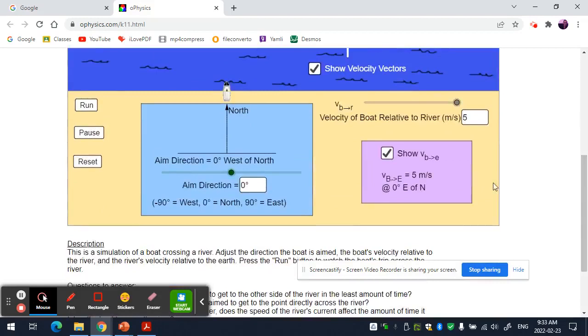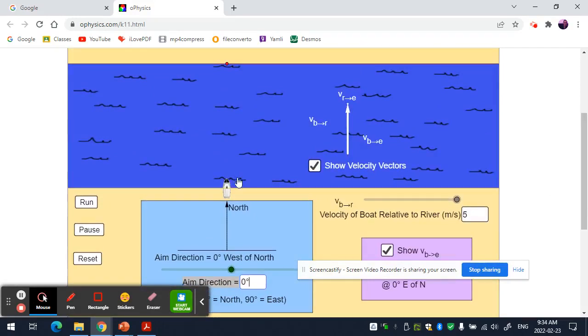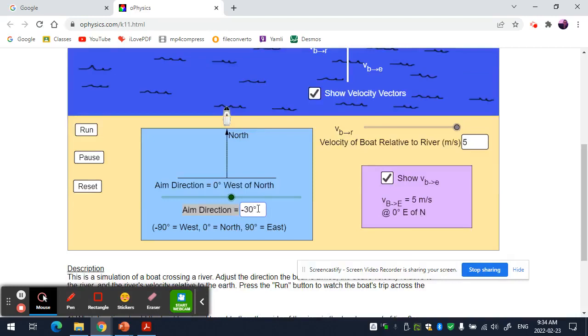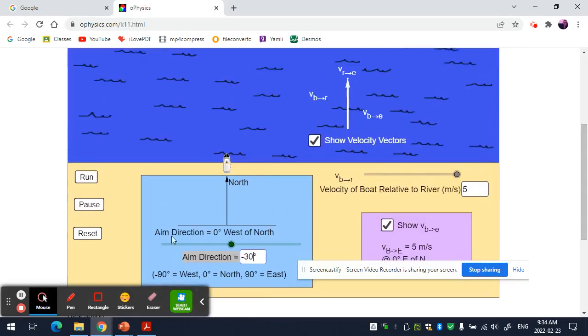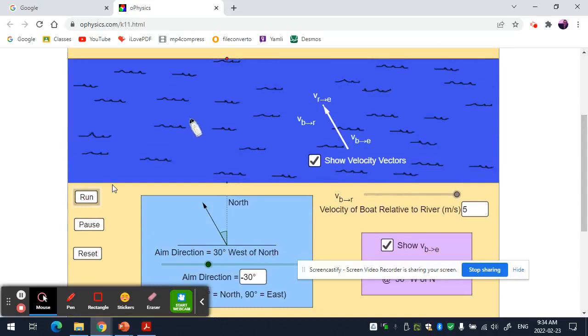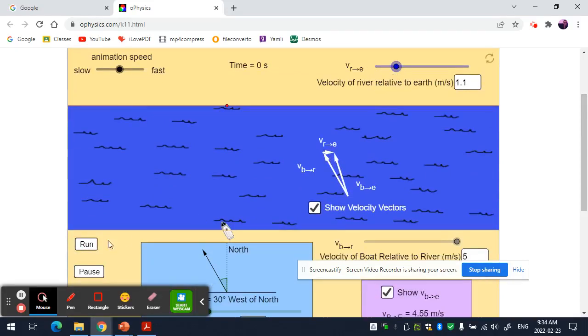Oh, you can even, okay, question. Everyone, what if the current is moving this way, but you still want to end here? How do you drive the boat? Exactly. You want to go against it, right? Because then you're going to go this way, but then you're going to be balanced this way. So for example, if I put minus 30, all right, let's see. Okay, it's 0. That makes sense.